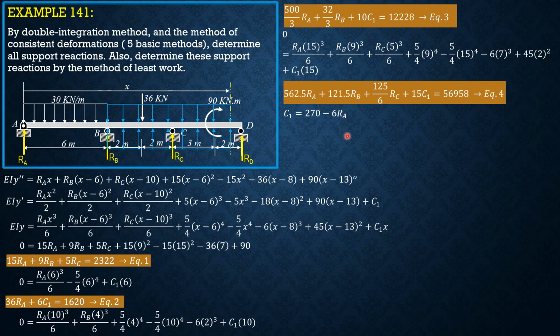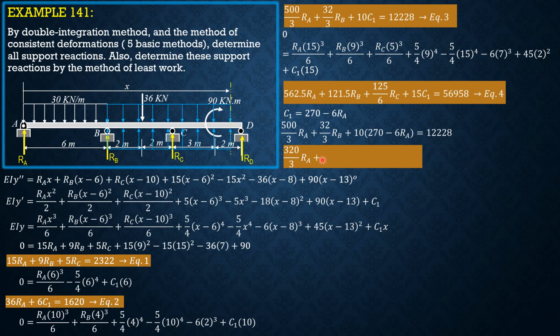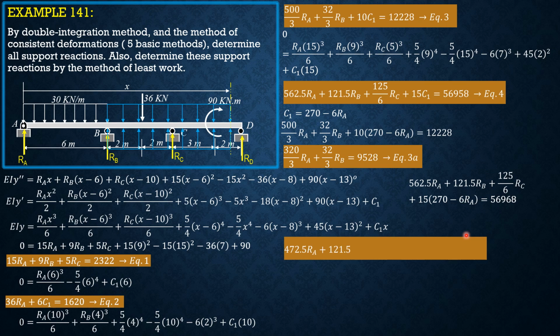Substitute this into equations involving C sub 1 in equation 3 and equation 4. So into equation 3 first, 500 over 3 RA plus 32 over 3 RB plus 10 times quantity 270 minus 6 RA equals 12228. So simplifying, 320 over 3 RA plus 32 over 3 RB equals 9528. Call this equation 3A. Then into equation 4, C sub 1, 562.5 RA plus 121.5 RB plus 125 over 6 RC plus 15 times quantity 270 minus 6 RA equals 56958. Simplifying, we have 472.5 RA plus 121.5 RB plus 125 over 6 RC equals 52908, equation 4A.